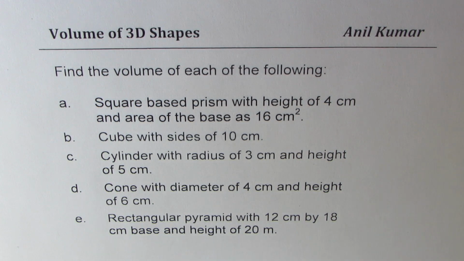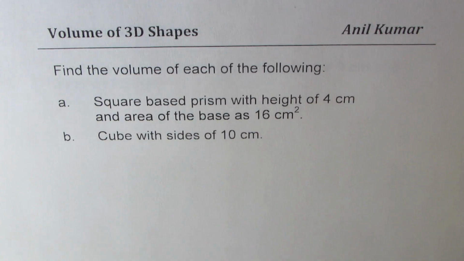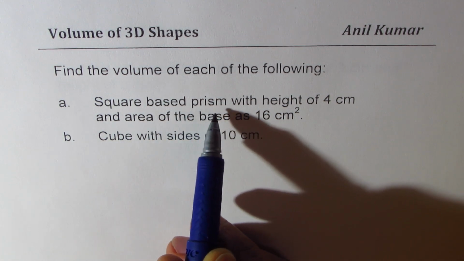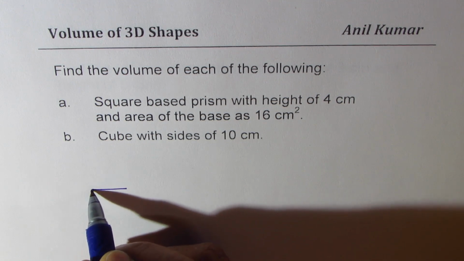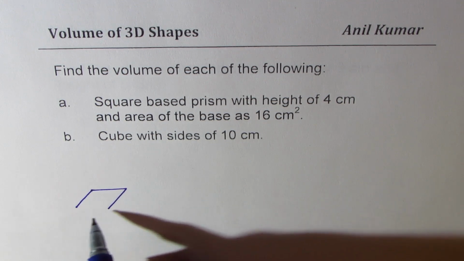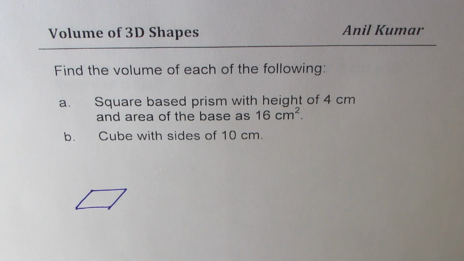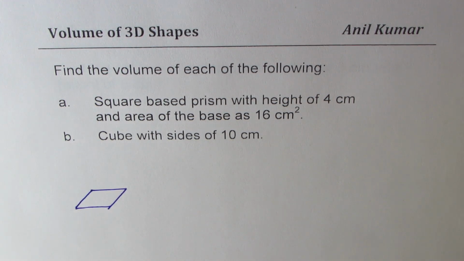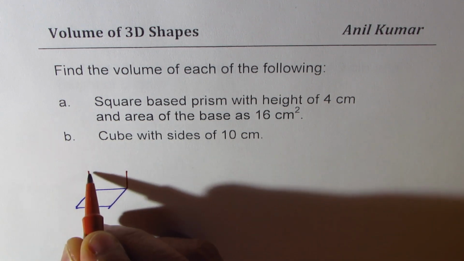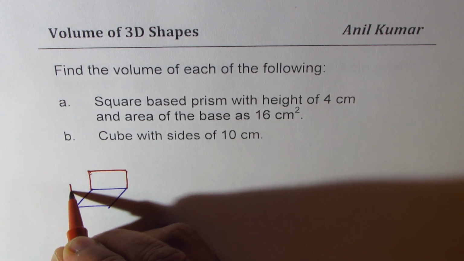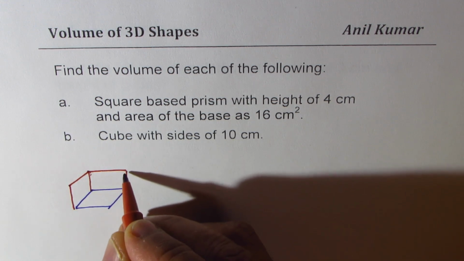You can always pause the video, answer these questions, and then look into my suggestions. Now here are quick solutions for all these questions. Let's begin with square-based prism. What we are given here is a square-based prism. That means the base is square, all sides are equal, right? And the height is also equal to the length of the side. So what you have here is a square-based prism.